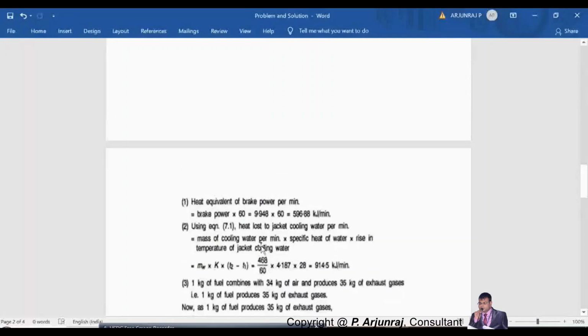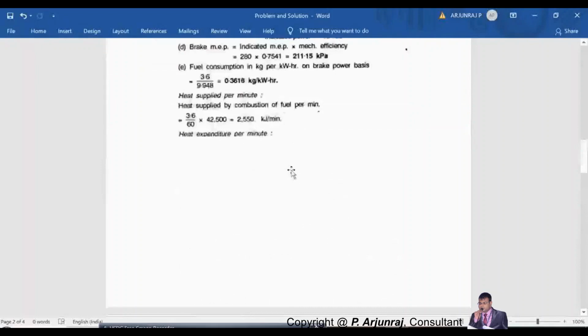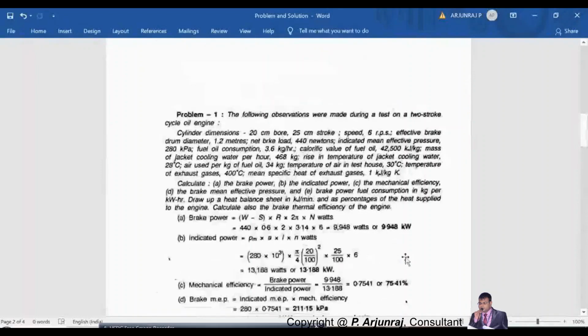How you have divided here, the same you have to do here also. Into the specific heat of water, which is given as 4.187, and the rise in temperature is nothing but the difference between the two temperatures, which you will get as 28. All these data are given in the problem itself. They have given the mass flow rate of the water as 468 kg.